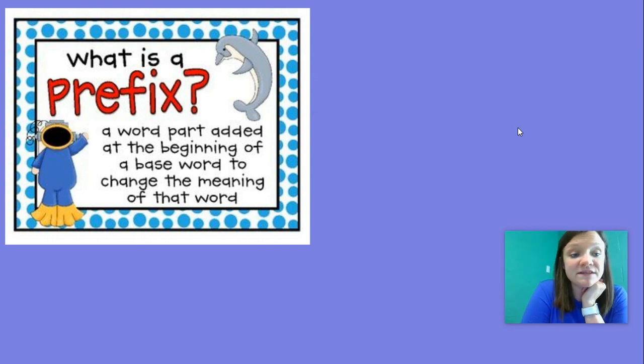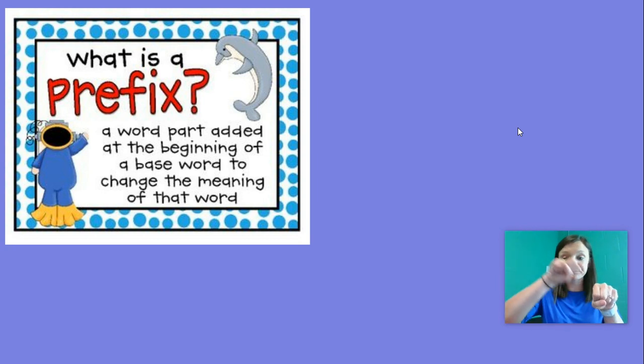So we've been talking about prefixes. Remember, a prefix is a word part that's added to the beginning of a base word to change the meaning of that word. So it's not like a compound word, it's a word part. If you were to take off the prefix, you would have an actual word left, not just a bunch of letters. But anyway, a prefix changes the meaning of that word.